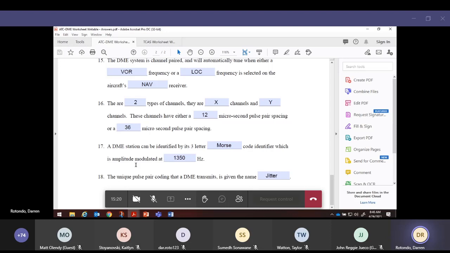So there's only two players in this game: your aircraft, which is really the interrogator, and the ground station, which is the replier. In order for it to work properly, the ground station has to maintain a 50 microsecond delay time before it sends everybody's pulse pairs back into the sky. In order for that to happen, it has to be running at full capacity, meaning a full complement of aircraft using the DME station.